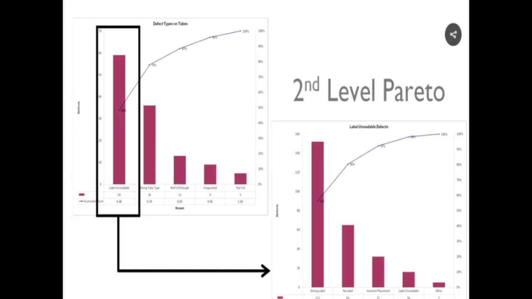Now, sometimes we can dive into an issue and say, well, if this was such a big problem, let's go ahead and do stratification. That means we do a Pareto on a Pareto, and we ask what was the problem with labels being unreadable? Well, sometimes they were just the wrong label, and other times there were no labels at all. So if we focus on making sure that test tubes have labels, and that the labels are correct, this percentage of labels being unreadable will go down dramatically.